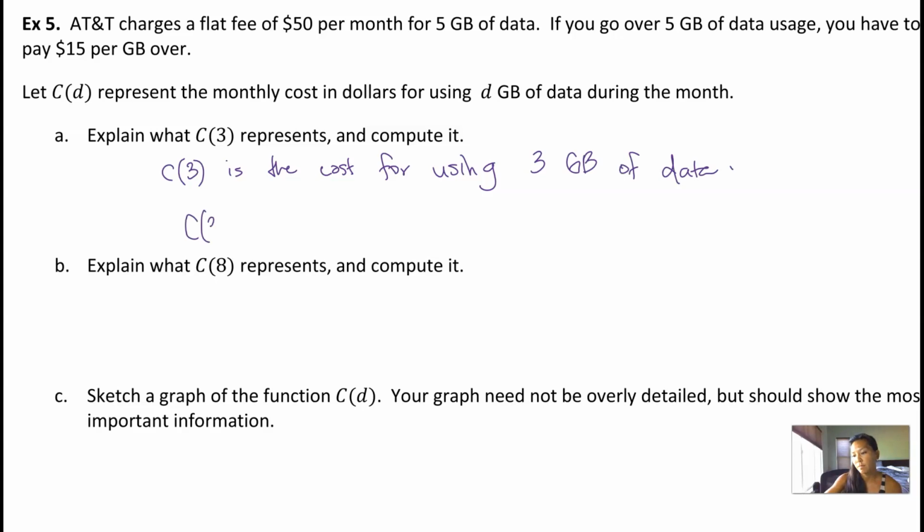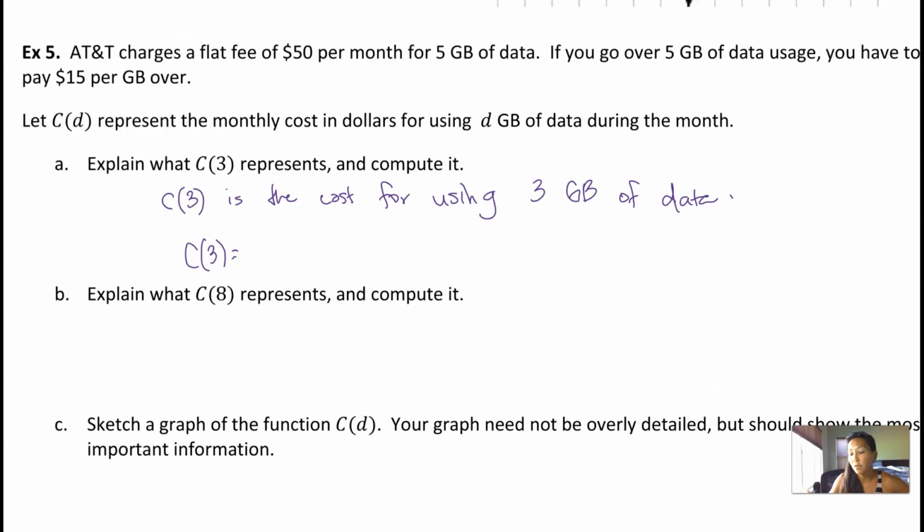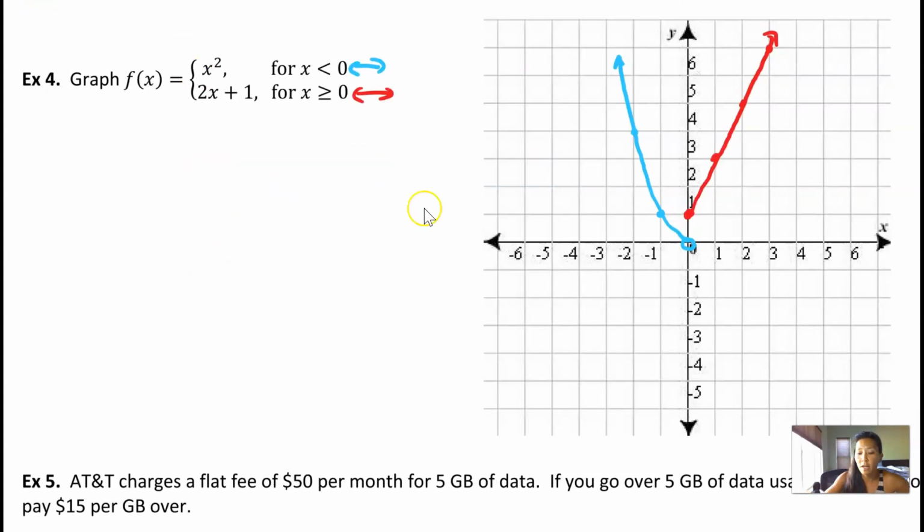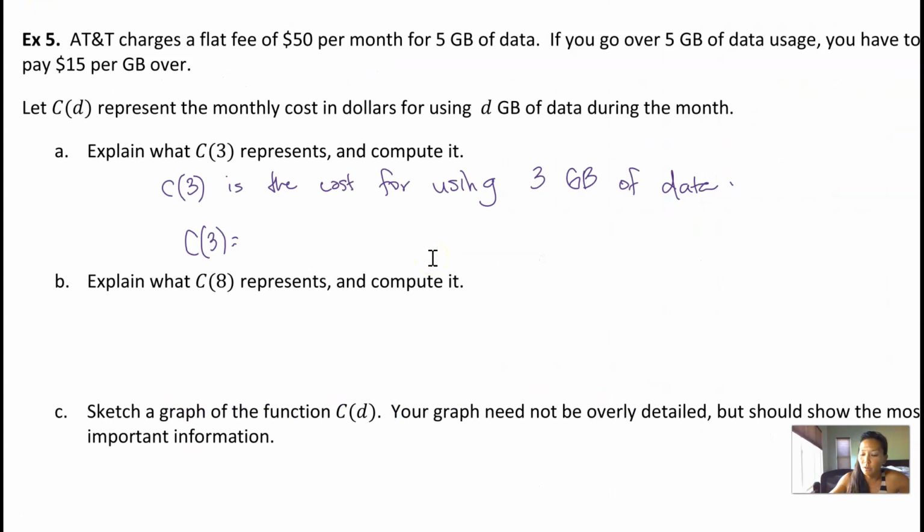And in this case, it looks like we are paying a $50 flat fee for 5. So C of 3 is still going to be $50. Okay.